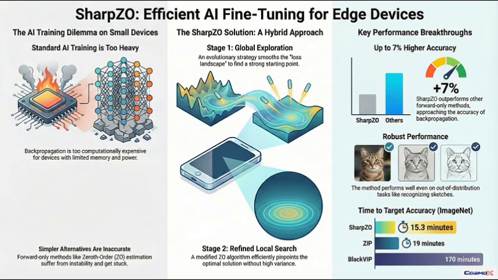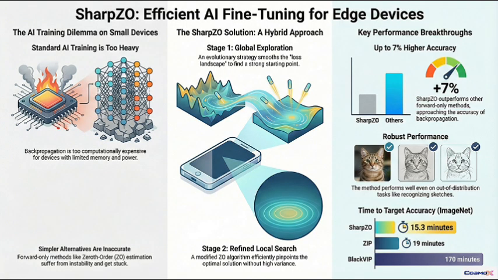And the speed. Well, the speed is just staggering. Okay, tell me about that. On the ImageNet dataset, SharpZO reached the target accuracy in just about 15 minutes. 15. And the baseline, BlackVIP, took what? 170 minutes. 170. Wow. Okay, so that's not just an improvement. That fundamentally changes what's actually possible for deployment. It really does. And we saw it was more robust, too. It performed better on out-of-distribution data like ImageNet Sketch. So my smart glasses could learn my specific routines without ever sending my data to a server.